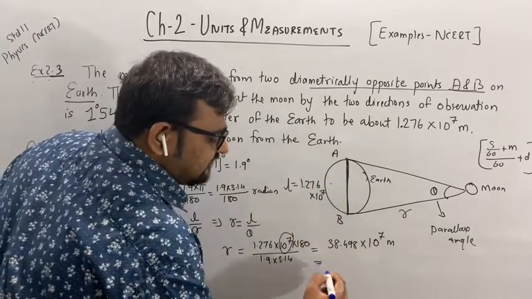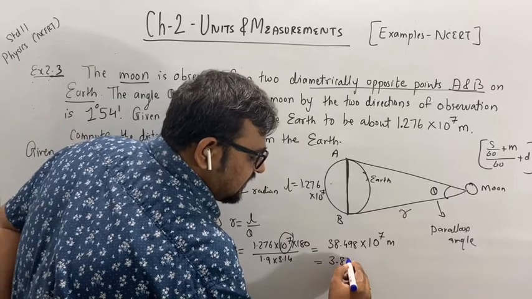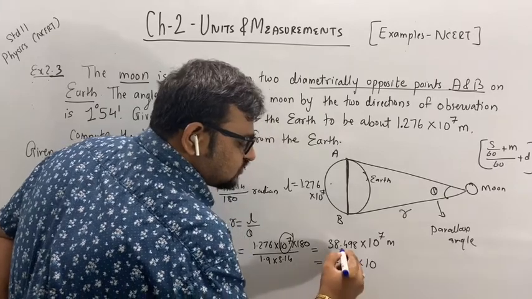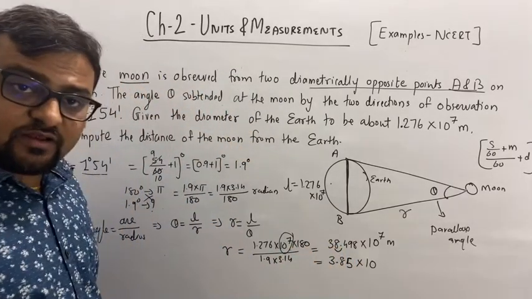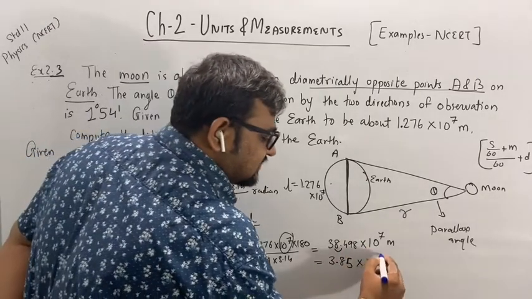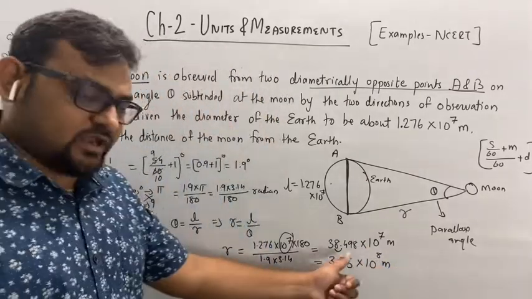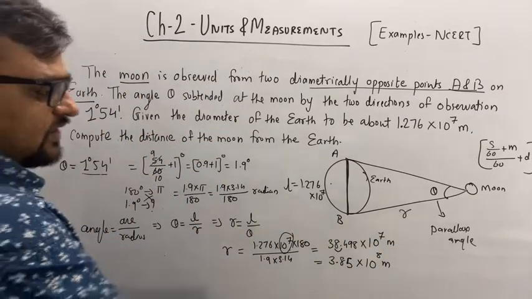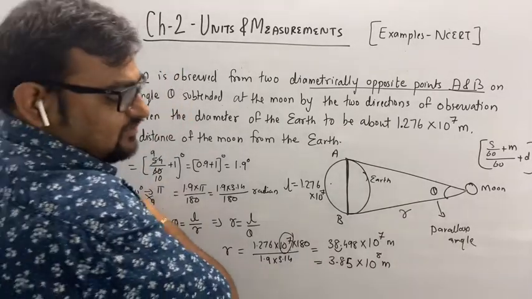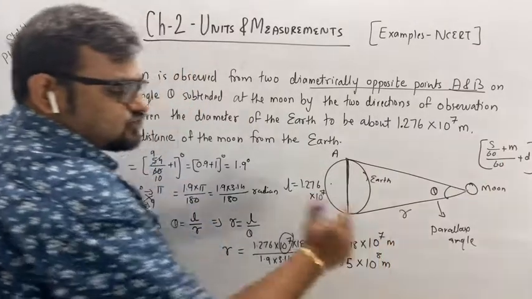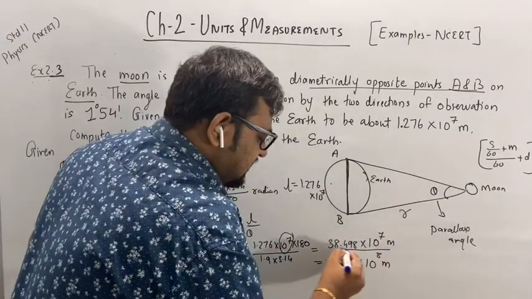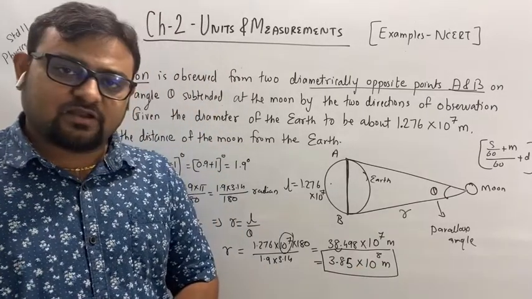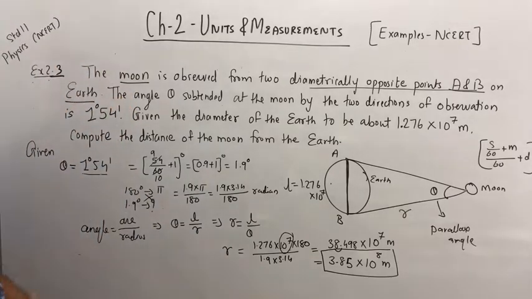Now the standard format is a decimal after the first digit: 3.8, let's take it as a round figure, 3.85 into 10 raised to, I have shifted one place here, so it will be 10 raised to 8 meter. Whenever you are shifting the decimal to the left, you should increase the power. Whenever you are moving the decimal towards your right, then you should decrease it. So your answer is 3.85 into 10 raised to 8. Clear? So just note down this example.